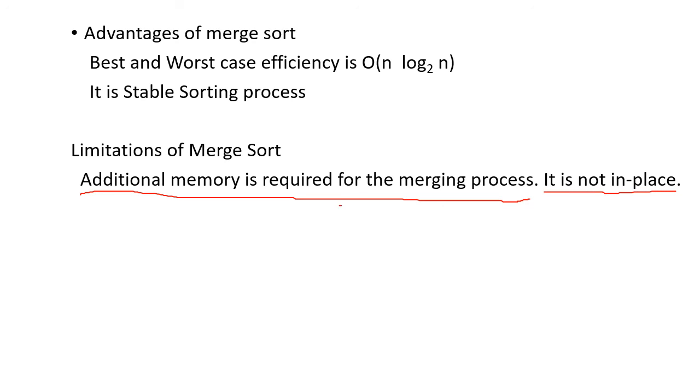Additional memory required means what? Here we should maintain one temporary array. That's why additional memory is required.